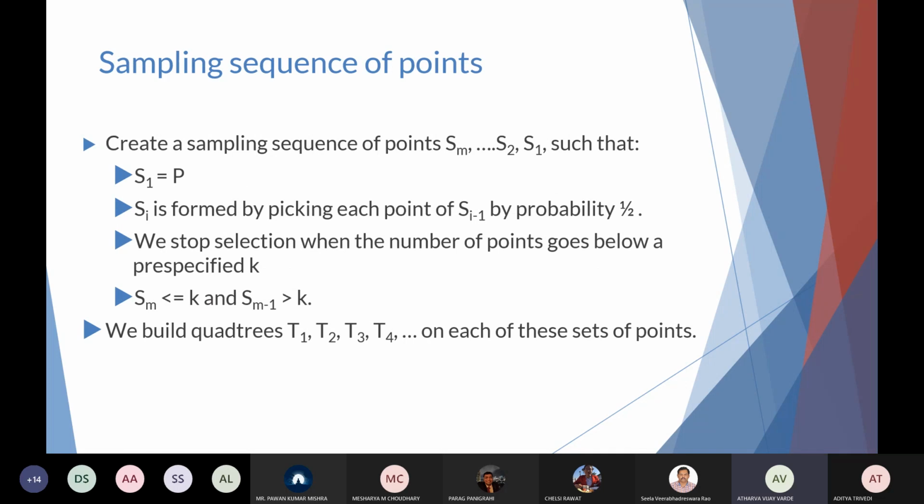For that, we first need a sampling sequence of points. This was discussed by Pranav and others yesterday. First of all we select S1, which is a set of points, equal to P, the entire set of points that we're considering. Then each subsequent Si is formed by picking each point of the previous set with probability half. We stop selection when the number of points goes below a pre-specified K. So the last set, SM, will have fewer than or equal to K elements.